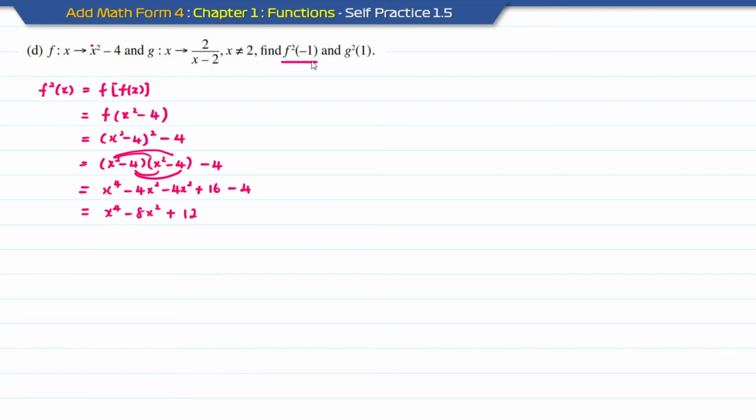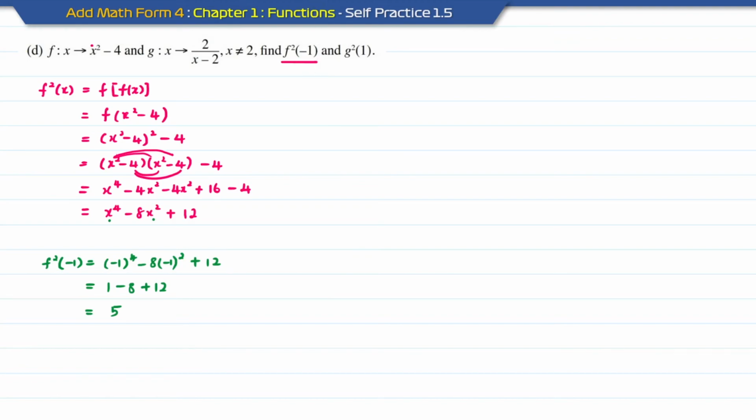Now we're going to find the image of it when the object is negative 1. The x here, we're going to replace with negative 1. So negative 1 to the power of 4, minus 8 times negative 1 to the power of 2, plus 12. This first one will give you 1, and negative 1 squared is a positive 1. Multiply this, you're going to have minus 8 plus 12. Solve it, and you're going to have the answer of 5.